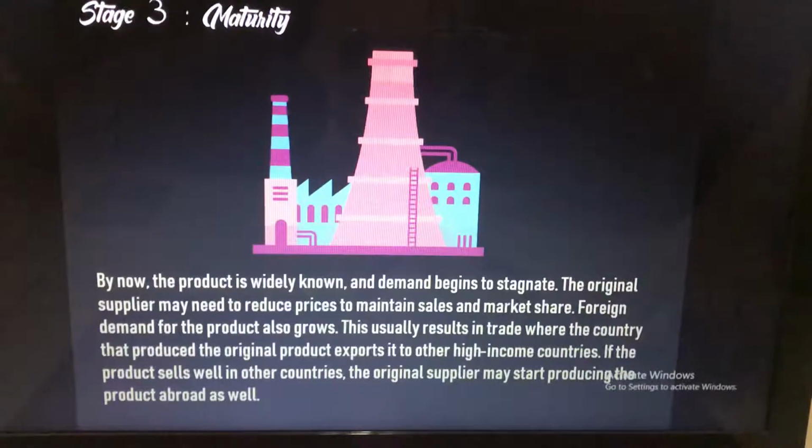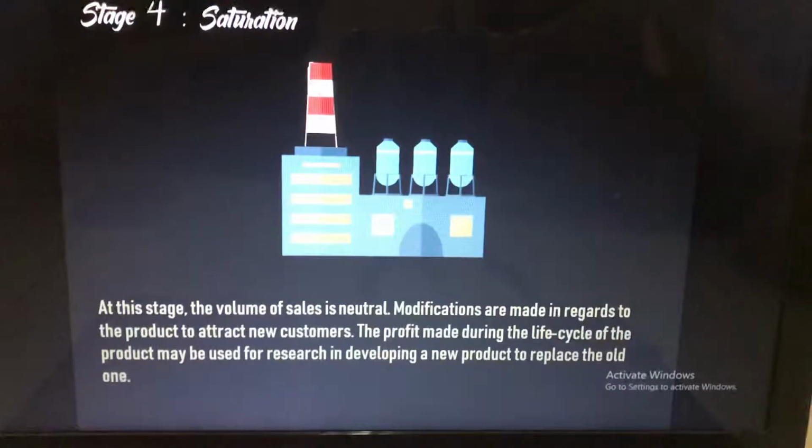Yeah, and then moving on to the fourth stage, which is saturation. At this stage, the volume of sales is very natural. Modifications are made in regards to the product to attract new customers. The profit made during the life cycle of the product may be used for research in developing a new product to replace the old one.